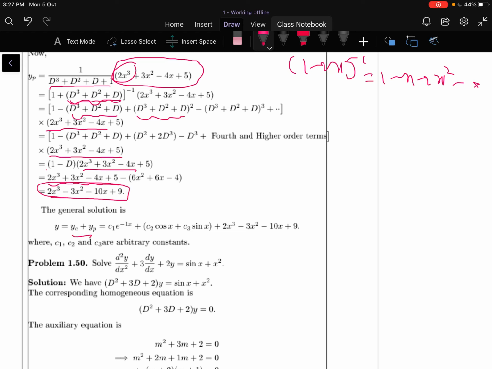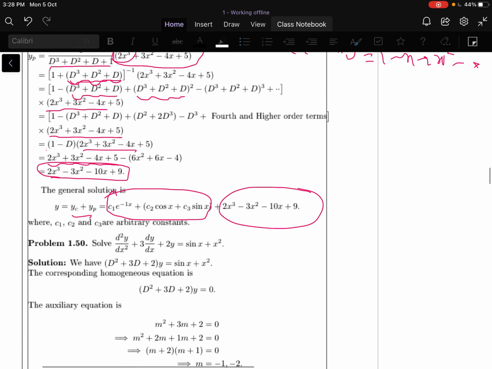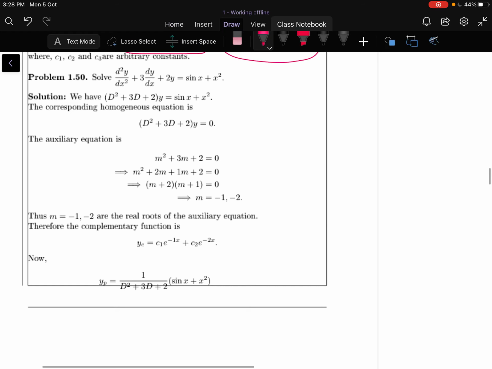Therefore the general solution is yc plus yp. So yc is the first part and yp is the second part. Now let us take the next problem. Solve the differential equation d square y by dx square plus 3 into dy by dx plus 2y is equal to sin x plus x square. We have a trigonometric function as well as a polynomial.